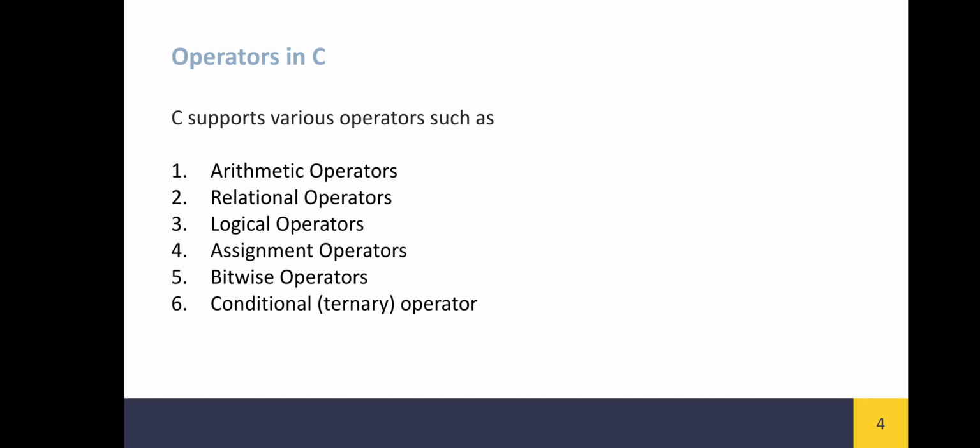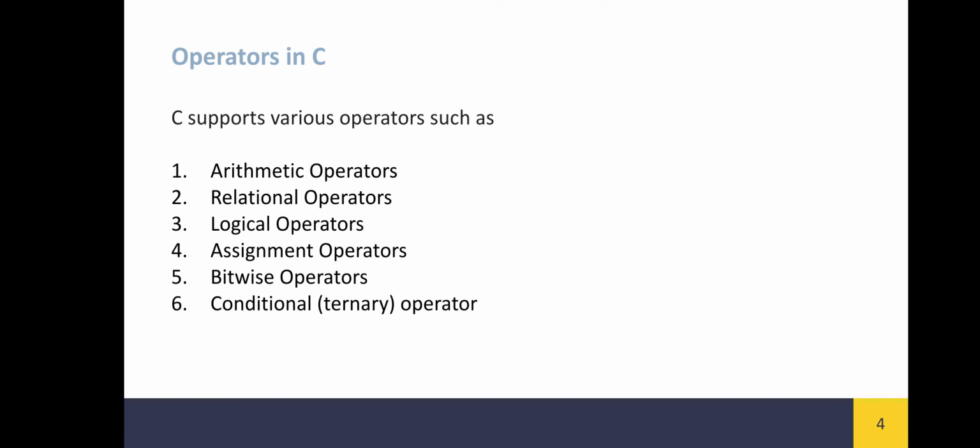Now let's get to operators in C. C has some powerful operators. Those include arithmetic operators, relational operators, logical operators, assignment operators, bitwise operators, and ternary operators. First let us talk about arithmetic operators. In arithmetic operators, mostly mathematical operators are used.